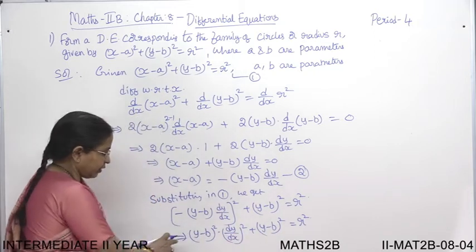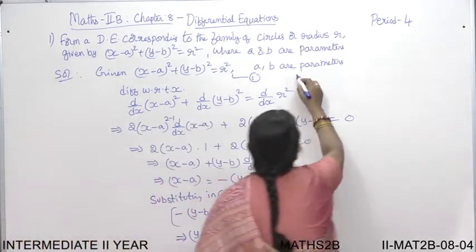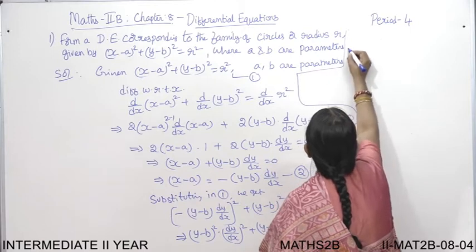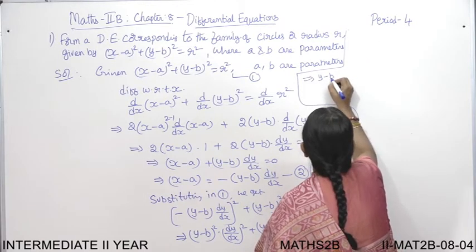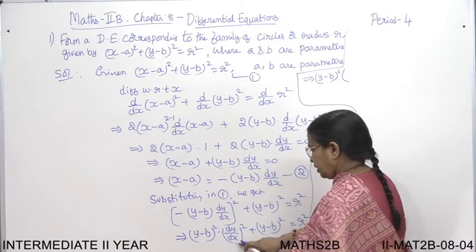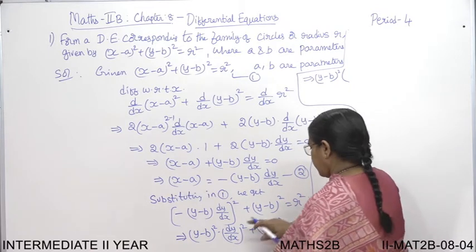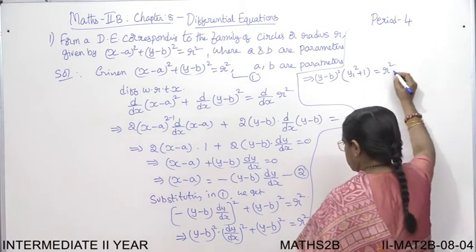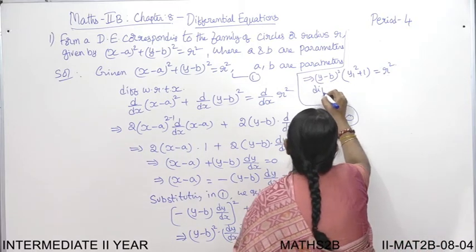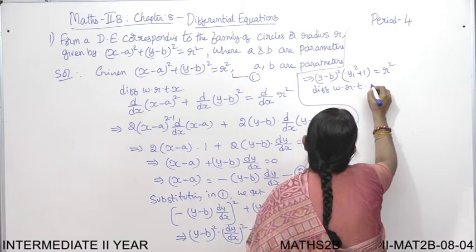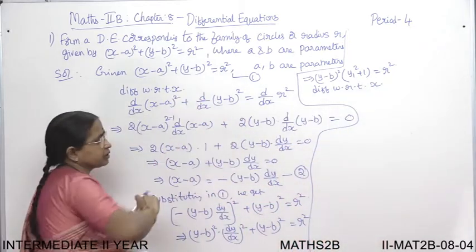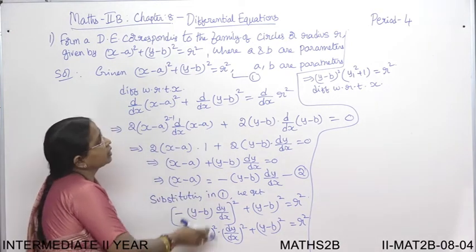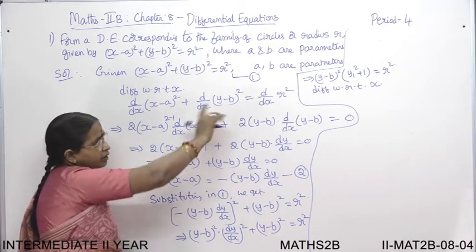From these two, we'll take (y minus b) whole square common. So it implies (y minus b) whole square into, I will write dy by dx as y1, so y1 square plus 1 is equal to r square. So this is your equation. Now we'll differentiate with respect to x. We must differentiate this equation 2 times with respect to x. Here we differentiated only one time and we simplified. We substituted that in the first equation and we got that equation.